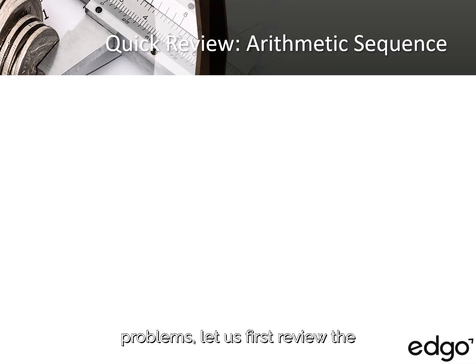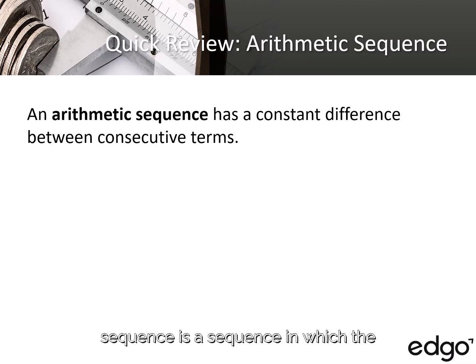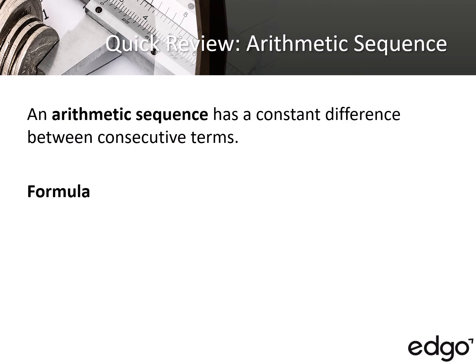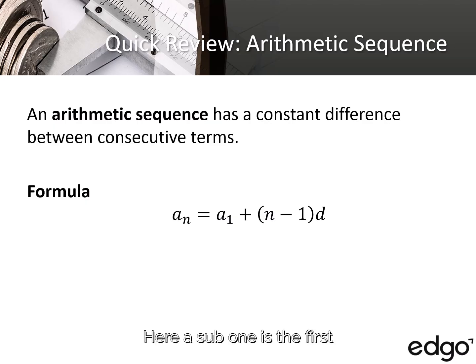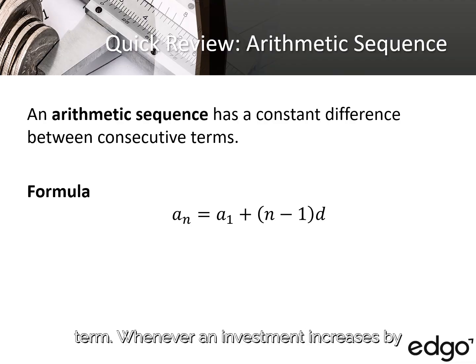Before solving investment problems, let us first review the arithmetic sequence. An arithmetic sequence is a sequence in which the difference between consecutive terms is always constant. The formula is A sub n equals A sub 1 plus open parenthesis n minus 1 close parenthesis times d. Here, A sub 1 is the first term. D is the common difference. And n represents the position of the term. Whenever an investment increases by the same amount every period, we use this formula.